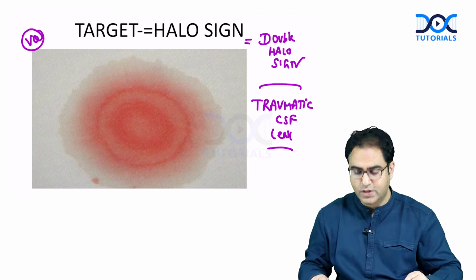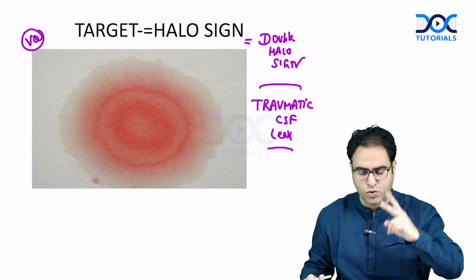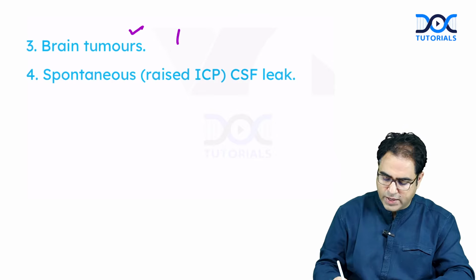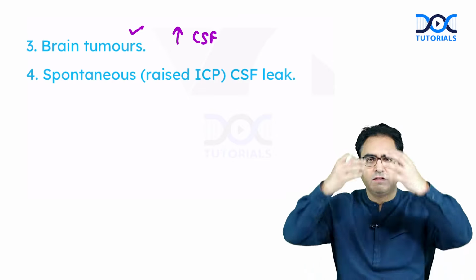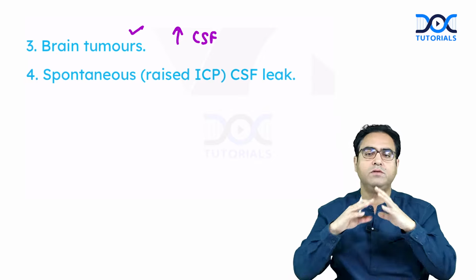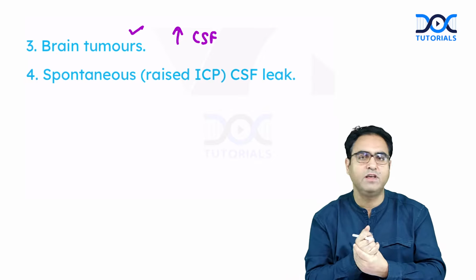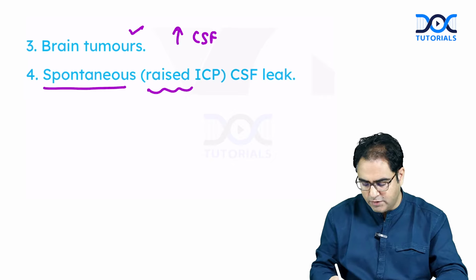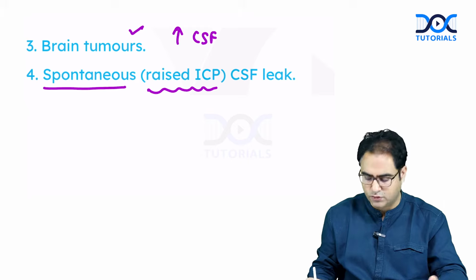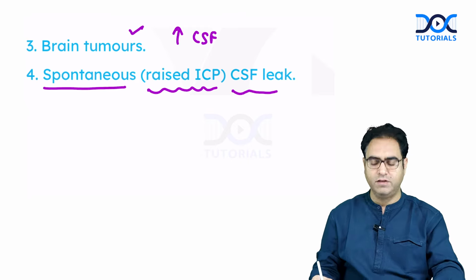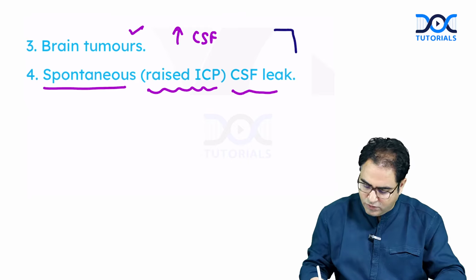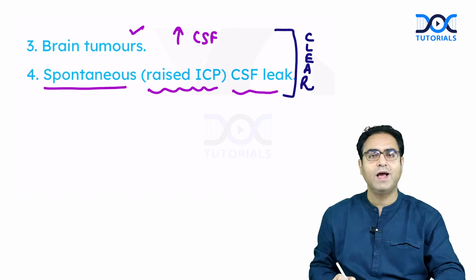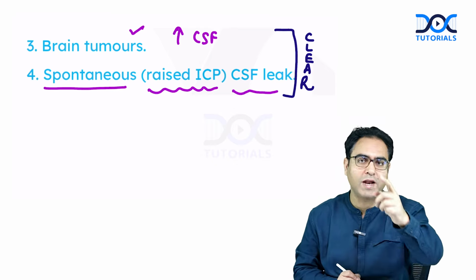Okay. Now, this is the number 2 cause. Number 1, surgery. Number 2, trauma. Number 3 cause is brain tumors. Brain tumor can increase the CSF pressure, and the CSF leak might start to save the patient from the high CSF pressure situation. Number 4, spontaneous. In some people, there can be raised intracranial pressure otherwise also, and that can lead to spontaneous CSF leak. And my dear friend, these 2 leaks are clear CSF. They are not blood stained. That's why I'm saying that traumatic CSF leak will lead to target sign or halos.